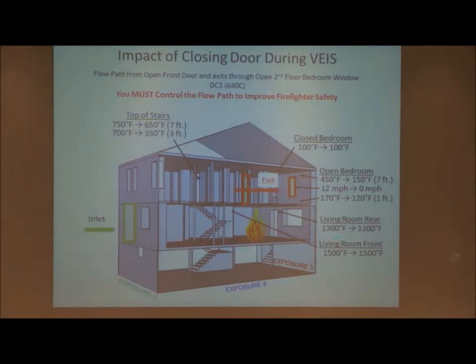That even has some impact downstairs because the fire can't breathe as well anymore. It's cooling down a little bit less than it heated up, but it's cooling down some. But look at the impact in the open bedroom. Once we close that door, ceiling temperature drops from 450 to 150, temperature above the floor, 170 to 120, and there's no velocity.